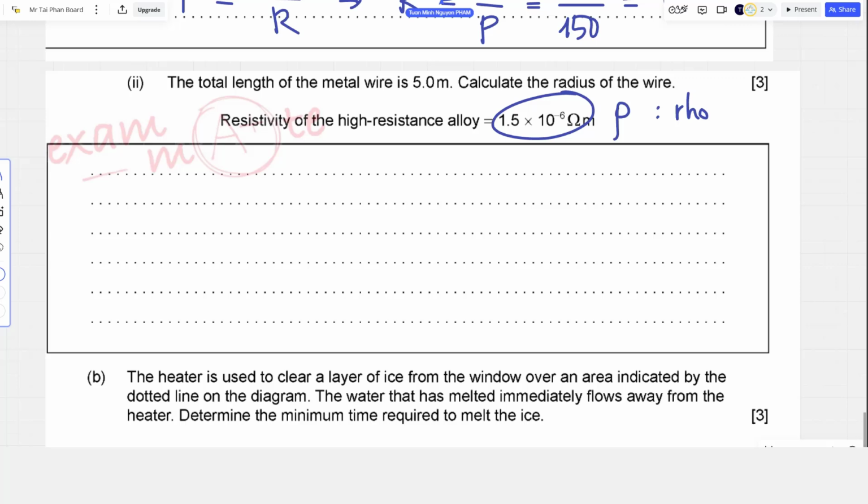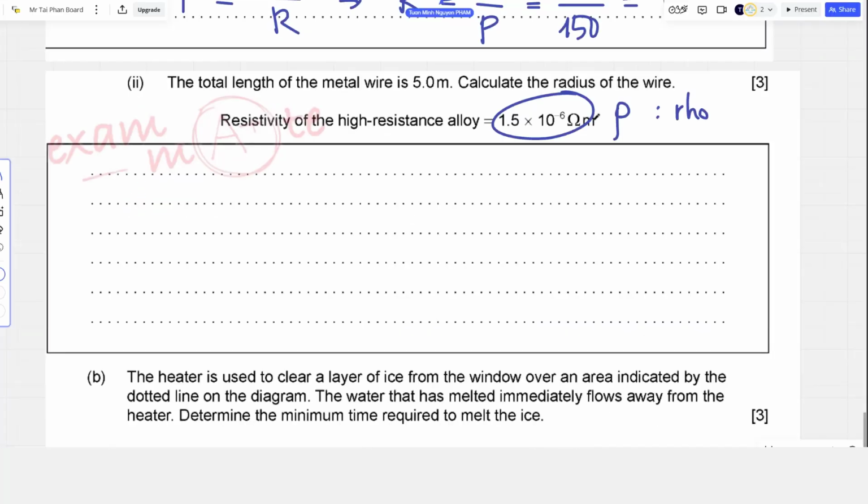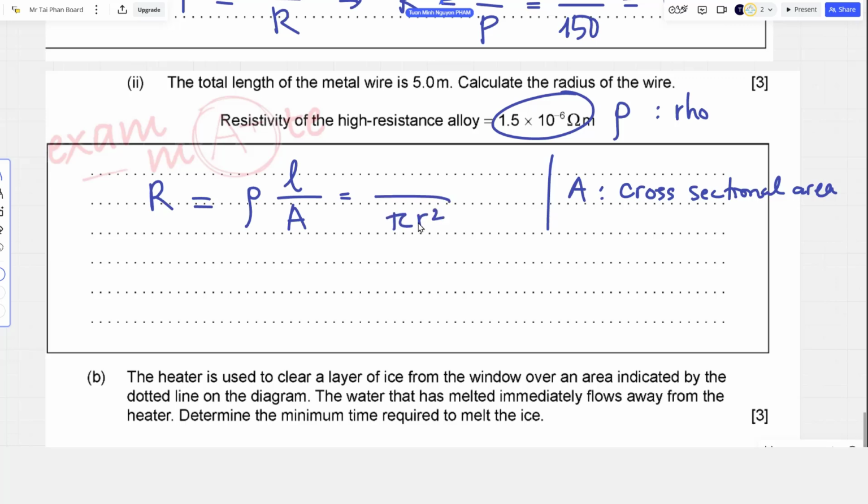That formula, I believe, is not in the booklet, so we have to remember a new formula. The resistance of the wire is the resistivity rho multiplied by the length of the wire and divided by the cross-sectional area of the wire. This cross-sectional area is a circle, which is pi r square, where r is the radius that we need to find.